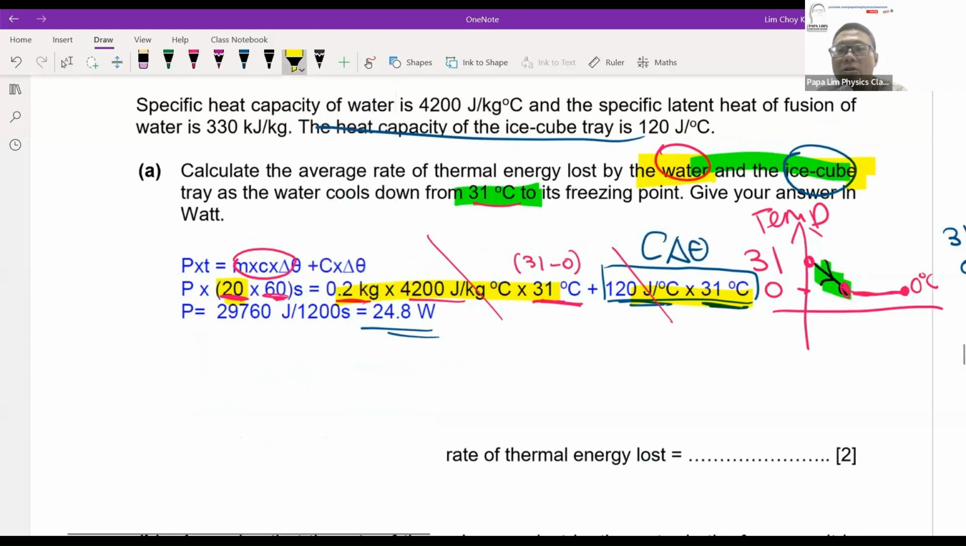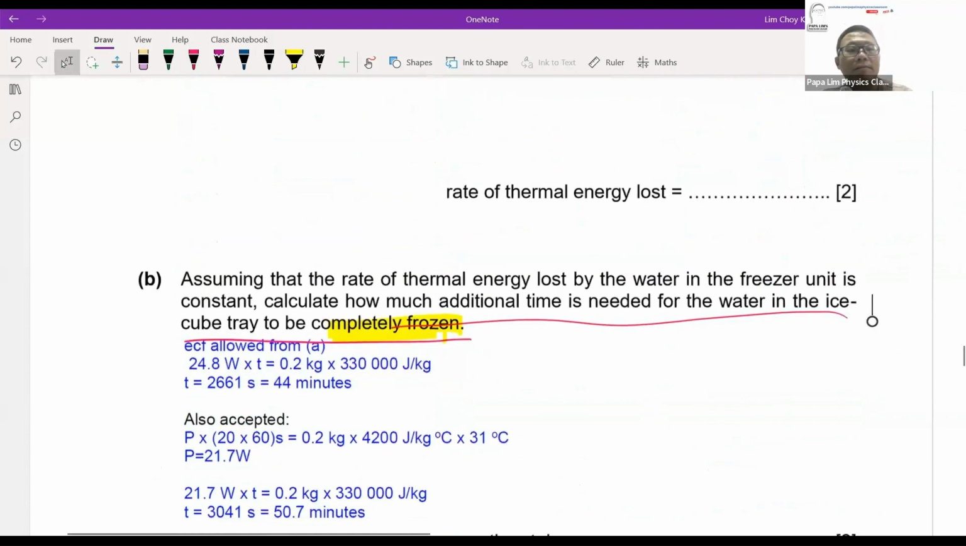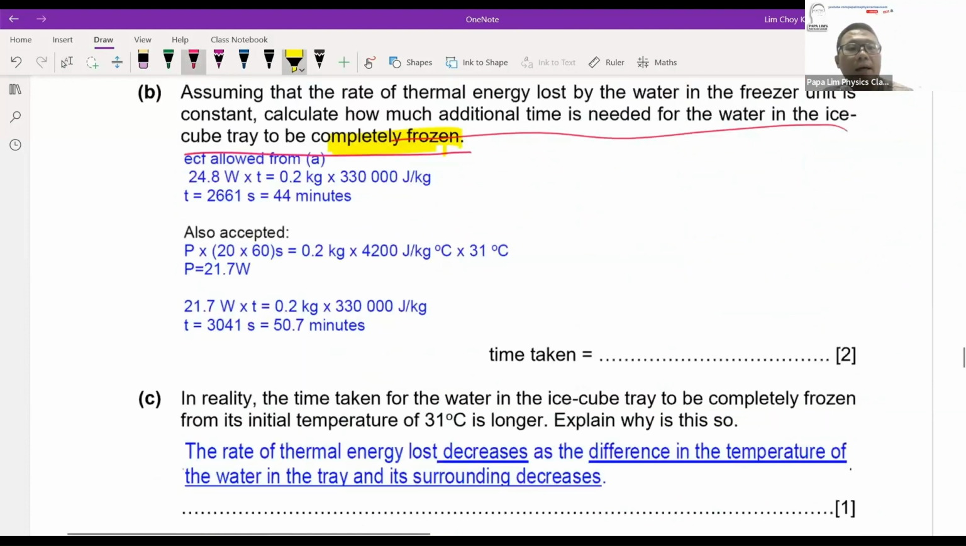And this is the additional time or additional energy I need for me to freeze. So in this section, you'll find that the extra energy I need is actually the time taken for me to freeze. So I need to factor in the latent heat of fusion. The other formula I'm looking at is power times time equals energy, mass times latent heat of fusion. So this is the time that I'm supposed to calculate.